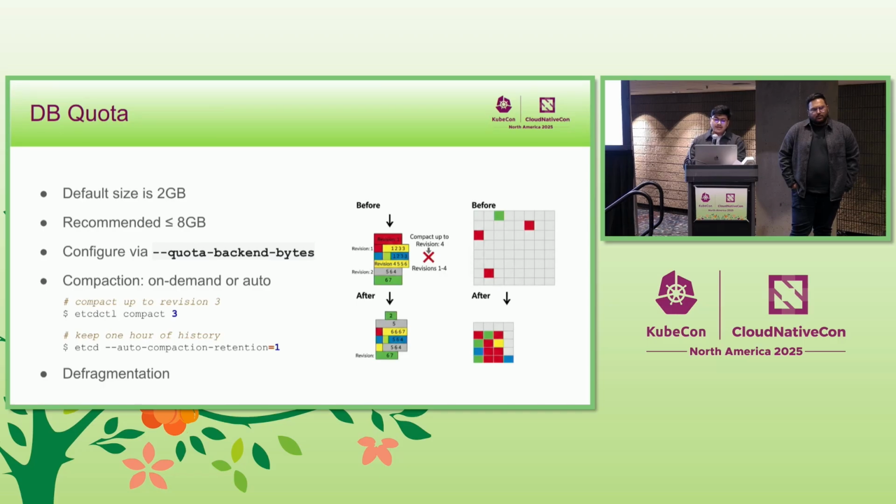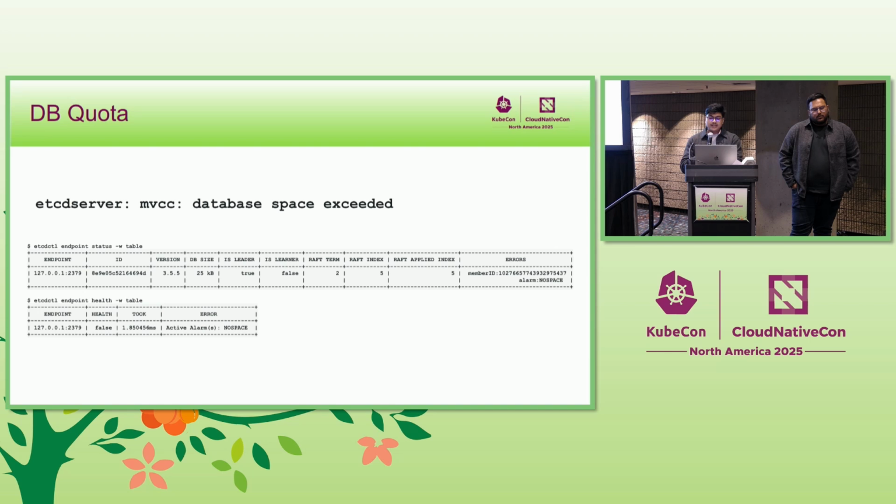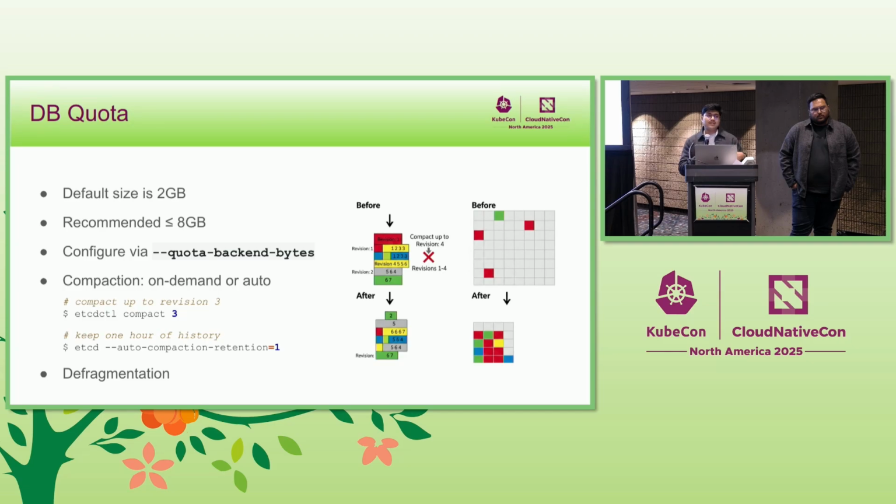So the error that you might get while running into the space issue is the MVCC database space exceeded issue. And that can be managed through compaction to start with. So you can have auto compaction, and you can choose the revision up to which the auto compaction should work, or you can compact on demand. And next comes the defragmentation, which is an expensive thing to do because it needs to be done per member of the etcd cluster, and it has to be done one by one. And it can cause some kind of network delays or latency.